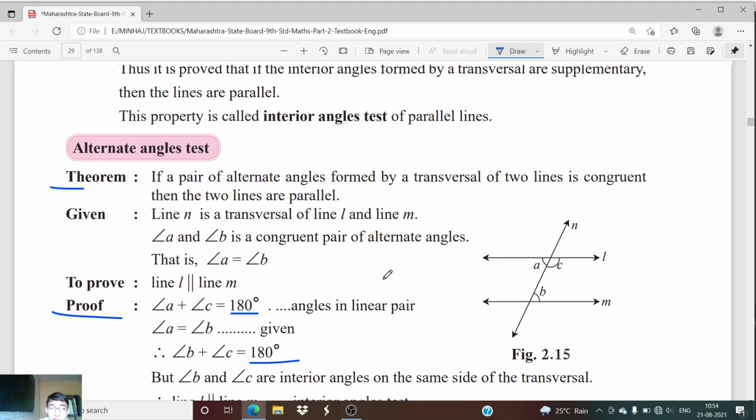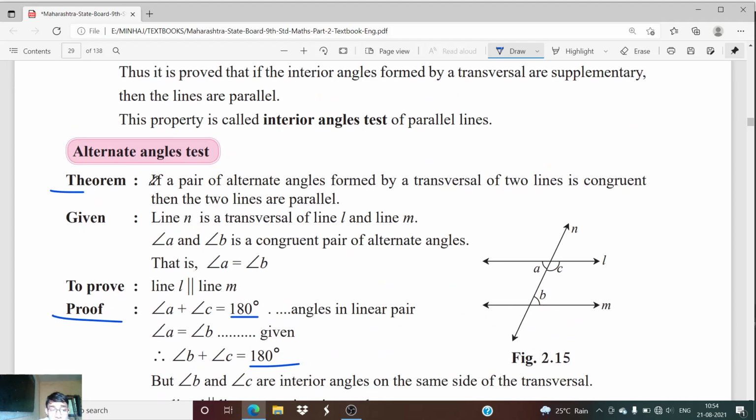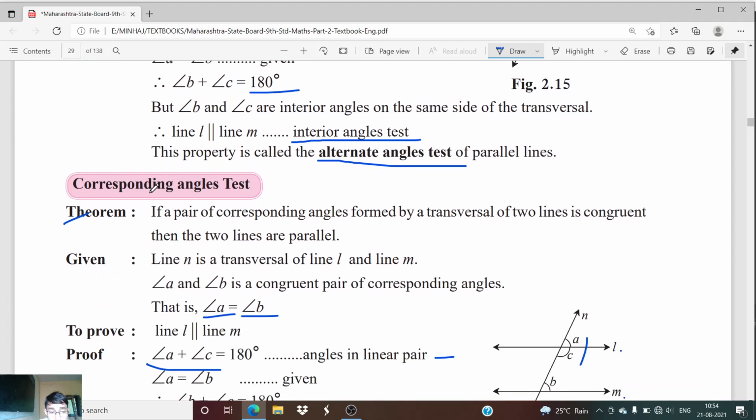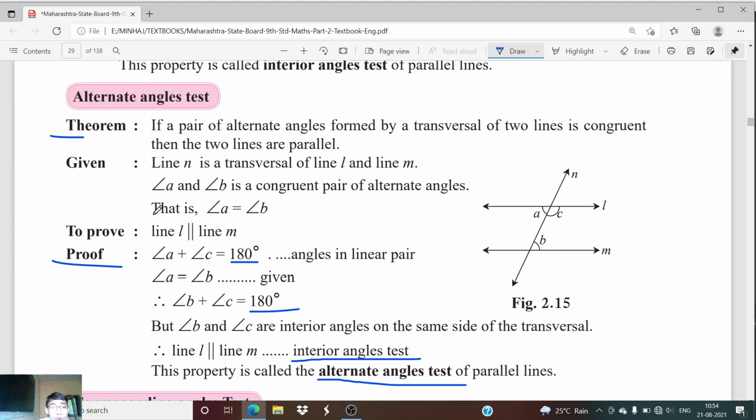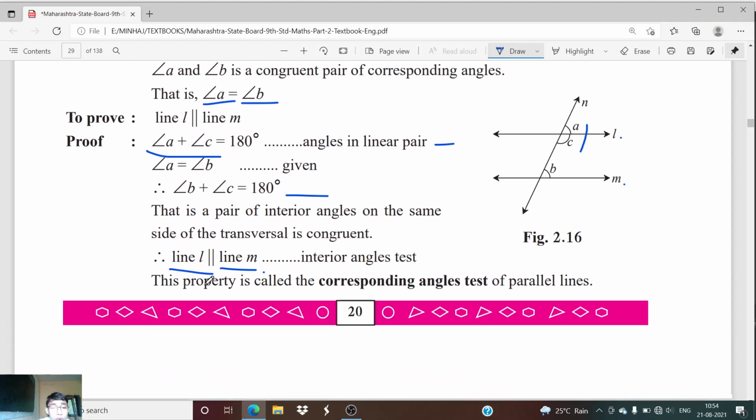In this lecture we have seen the alternate angles test and the corresponding angles test. Your homework is to write down these two theorems along with their proofs in your notebook.